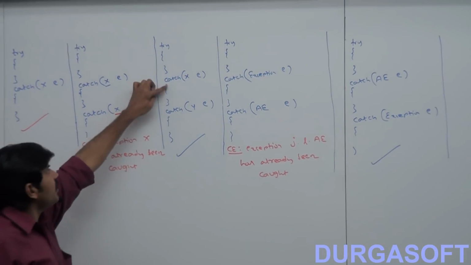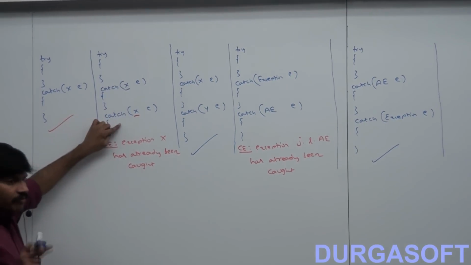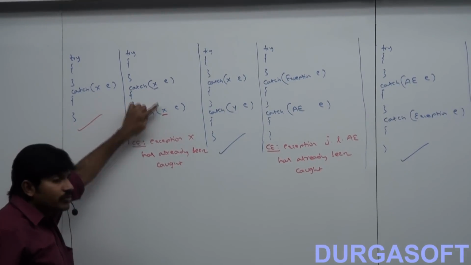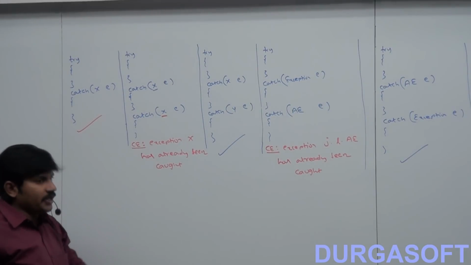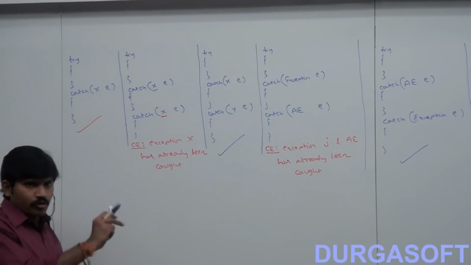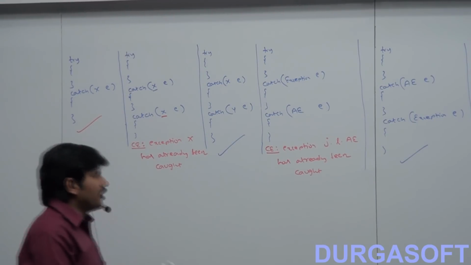Next, a try with multiple catch blocks is valid, but make sure exceptions should not be repeated or duplicated. By mistake, if I take it like this, you are going to get a compile time error. I hope it is clear. Next.